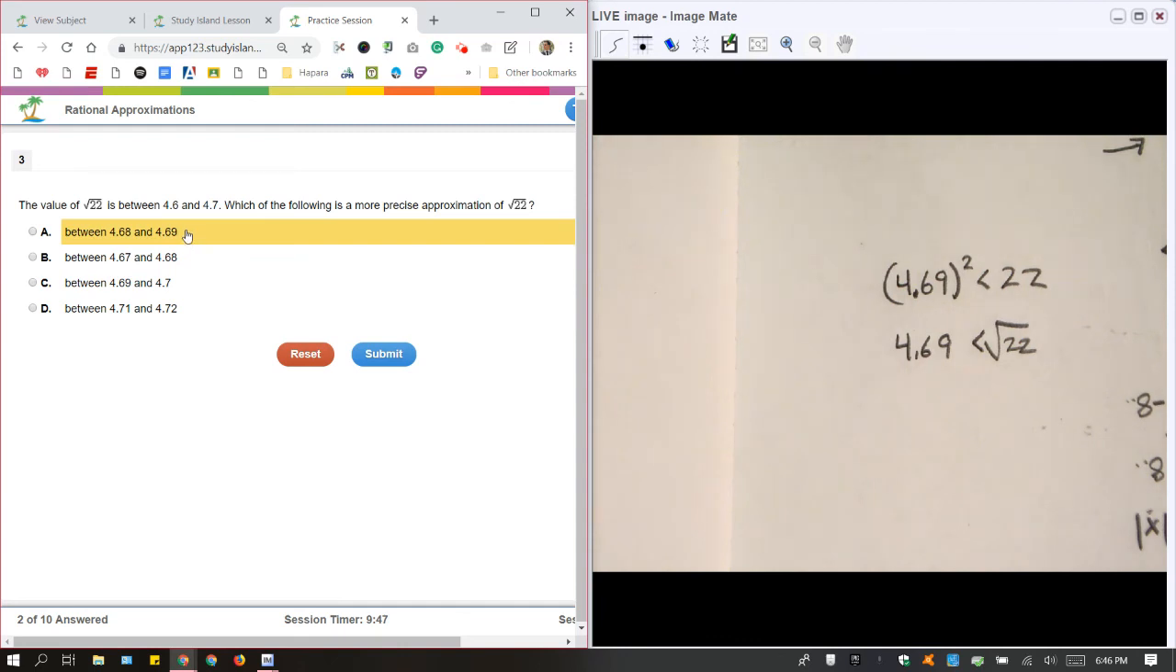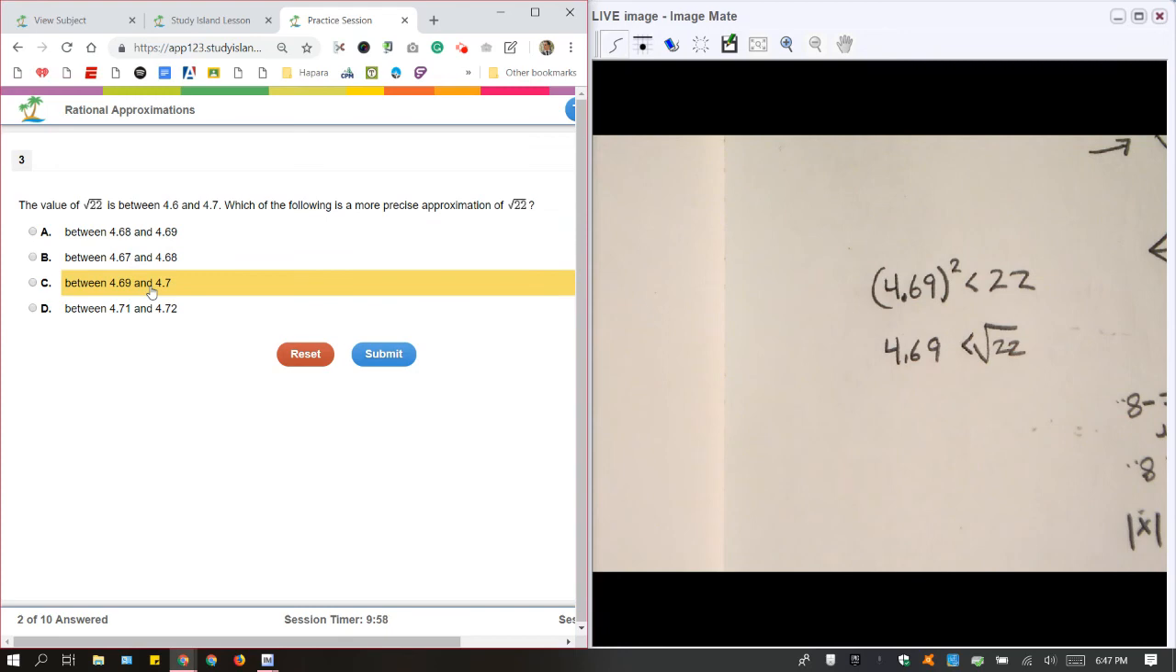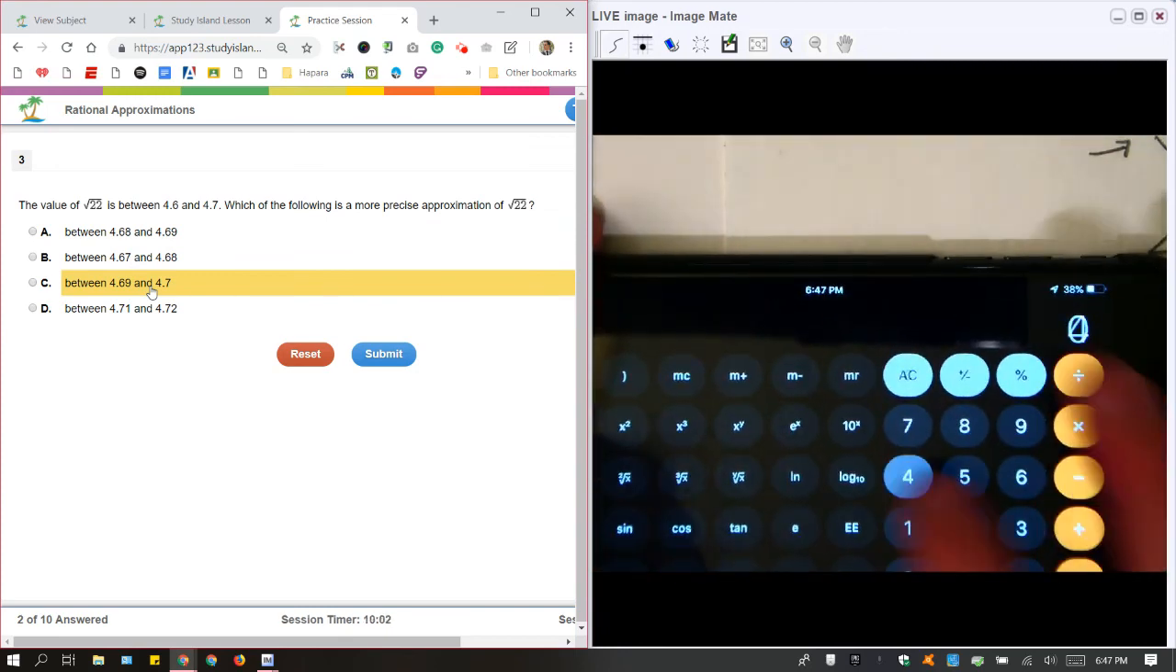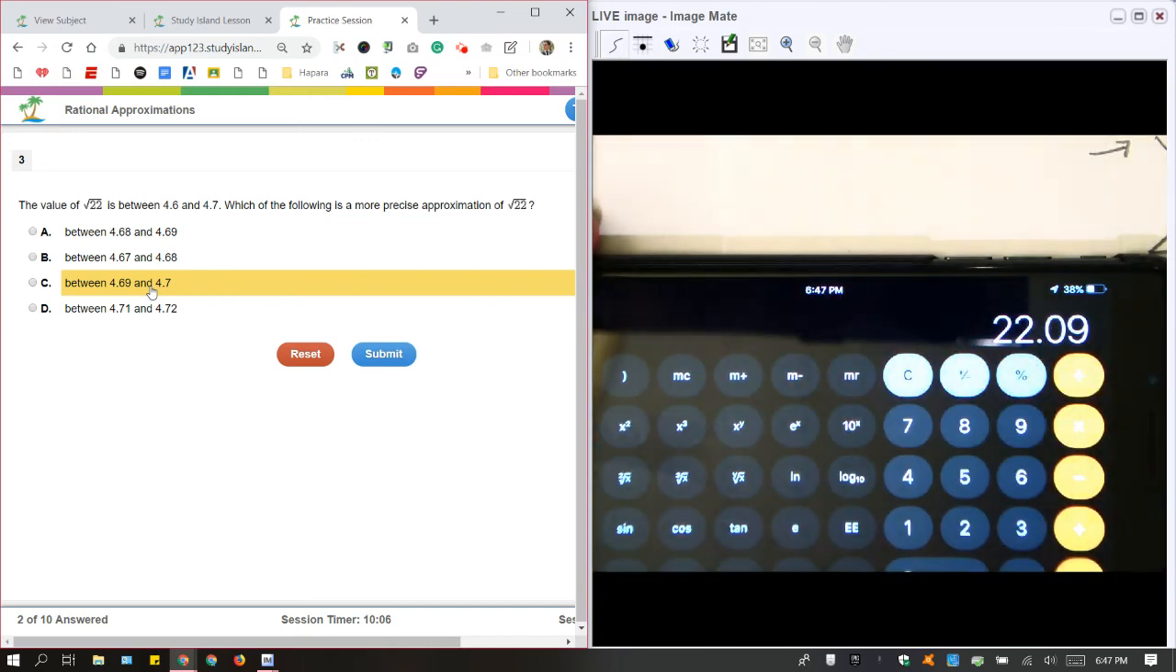So we just checked this first one, and we know the square root of 22 is more than 4.69 times 4.69. So it's definitely not even worth trying B, because 4.67 and 4.68 are both lower, so that's not high enough. Let's try 4.7 times itself. Again, we'll go back to our calculator, 4.7 squared. And there it is, 22.09.